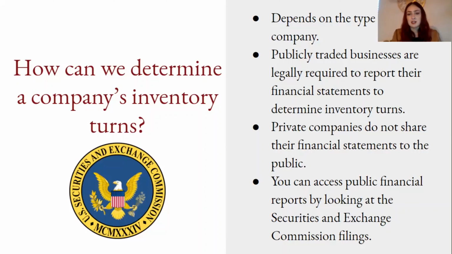So you're not able to access all their spendings and earnings. A way that you could find a public business's financial reports is by looking at the Securities and Exchange Commission's filings, which you can find online, and that will tell you all the information that you will need.